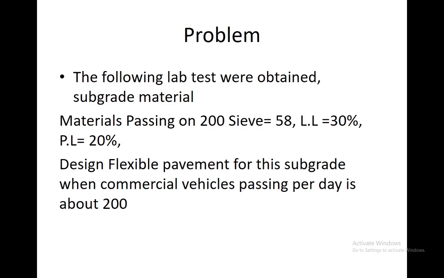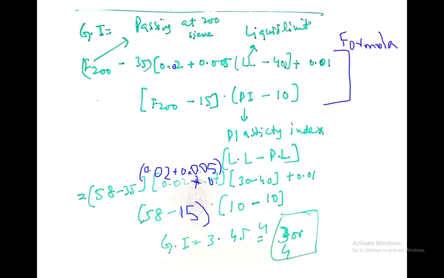So this is one of the problems. The following lab tests were obtained from the subgrade material: passing the 200 sieve is equal to 58, liquid limit is 30, plastic limit is 20. We would like to design the pavement for 200 vehicles passing. If we would like to resolve the same problem with the graphical method, we will directly jump to curve C. As you can see here, we have the formula.